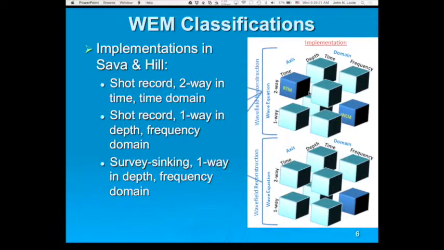One way is actually, in some ways, a better fit to the assumptions of the problem, and it's also cheaper to calculate. But then again, it's not that much more expensive to do two-way, full acoustic wave equations, which don't necessarily fit, but they're very popular and very easy to understand physically.